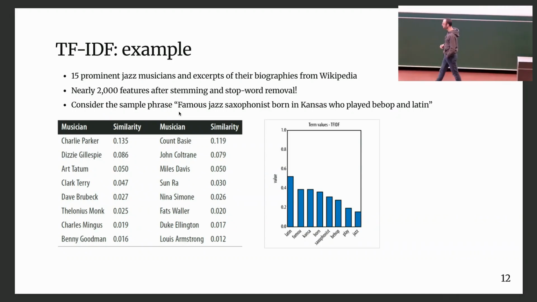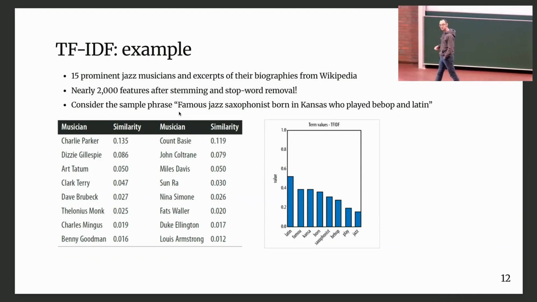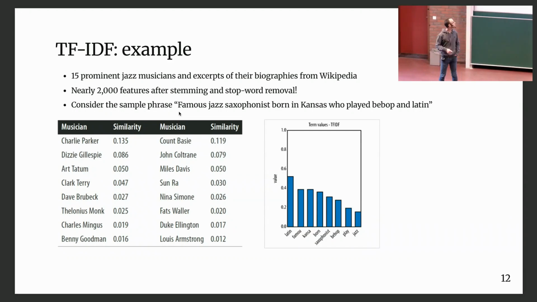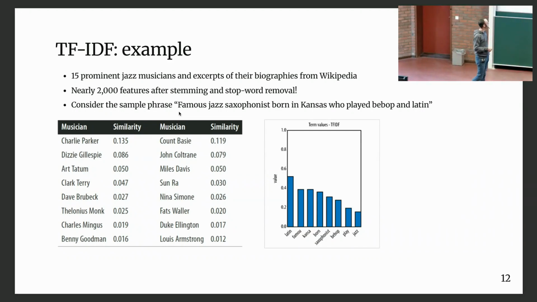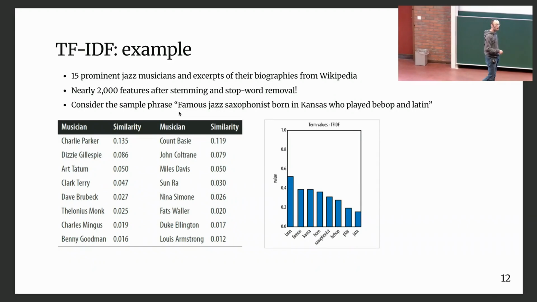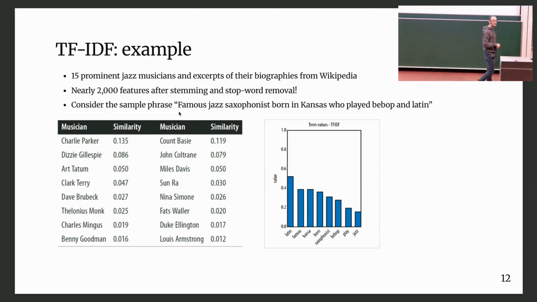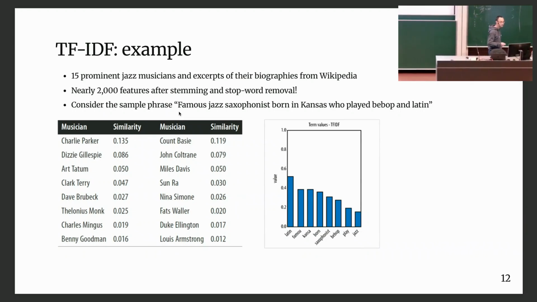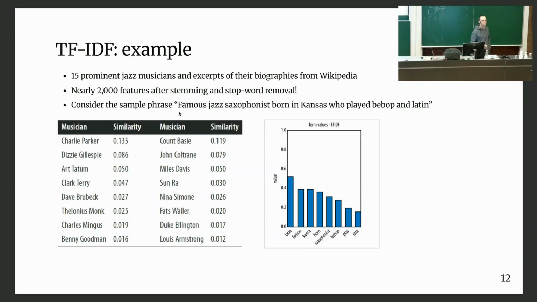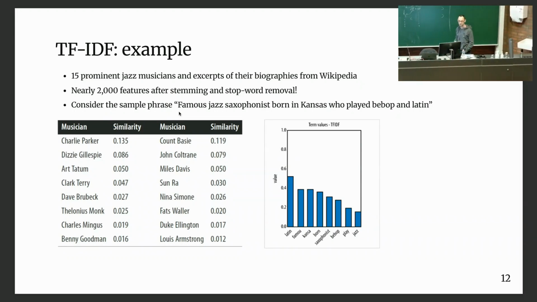And then you have a new search query, let's say, and the search query is: famous jazz saxophonist born in Kansas who played bebop and Latin. You do the same thing there. You convert that sentence into a TF-IDF representation using the same terms, of course, as the 2000 terms that you used to construct your TF-IDF vectors for these 15 documents.